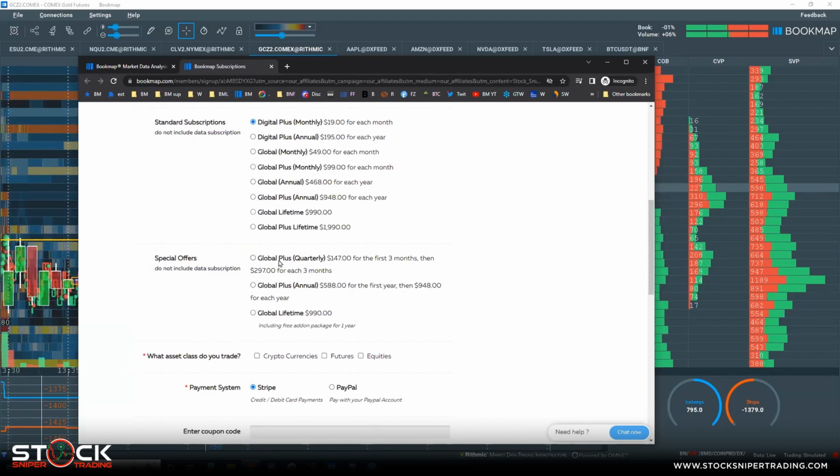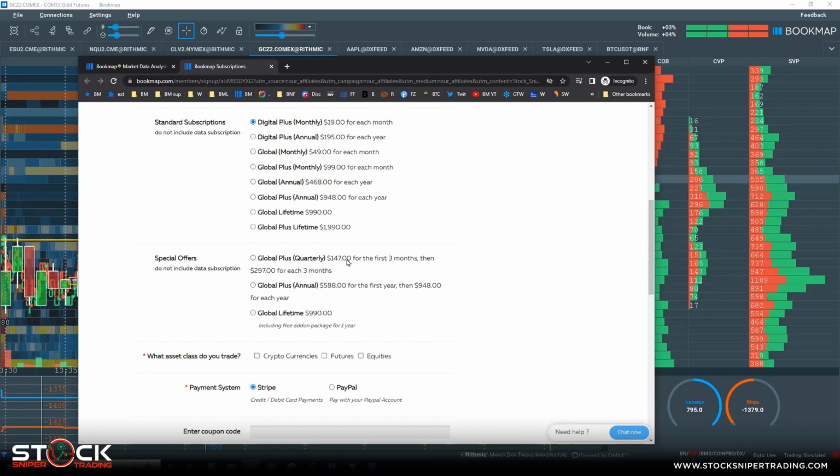So Global Plus, this is the Cadillac version, the top tier subscription. For the first quarter, the deal is that it's 99 bucks. Let's say it's 100 bucks. For the first 3 months, it won't be $300. It'll be half that for the first 3 months. Then it will kick into the regular price after the 3 months. So that's the Global Plus quarterly.